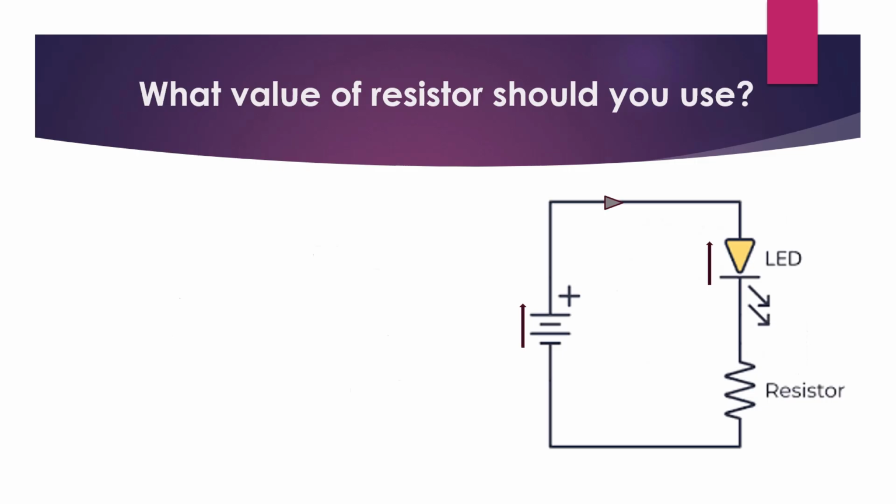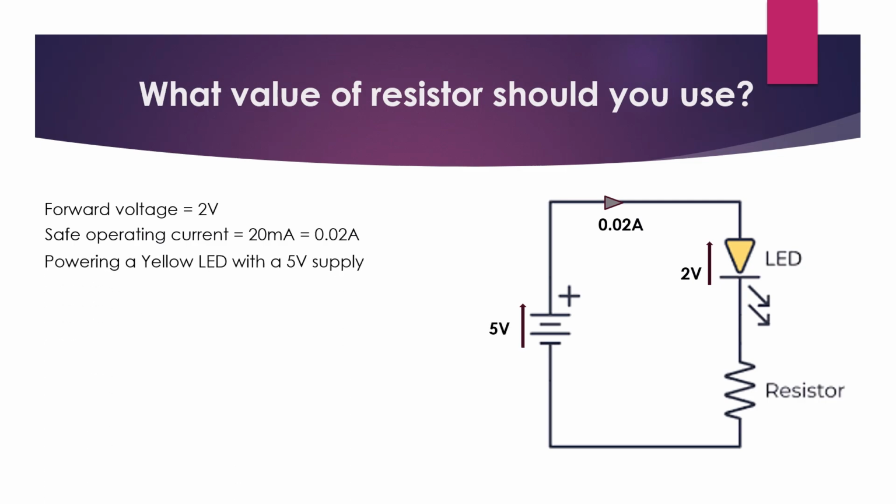Let's do some quick math. LEDs have a forward voltage, typically 2 volts for yellow LEDs, and a safe operating current, usually about 20 milliamps or 0.02 amps. Let's say you're powering a yellow LED with a forward voltage of 2 volts with a 5 volt supply. Let us use Ohm's law to calculate the value of the resistor. Resistance, R, equals supply voltage minus LED voltage, divided by current. So, the resistance equals 150 ohms. That is the resistor value you need to safely limit the current when powering it with a 5 volt supply.